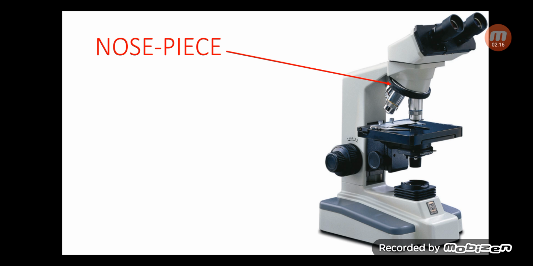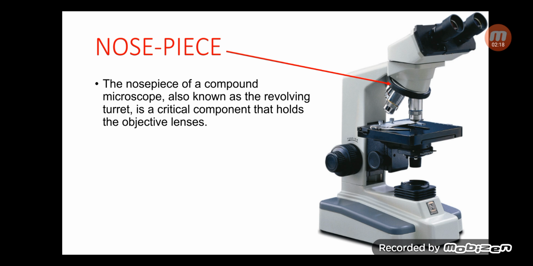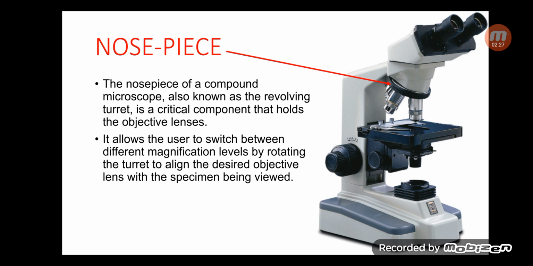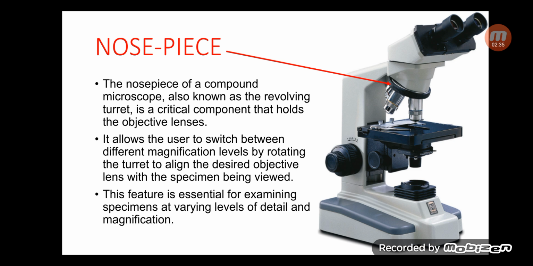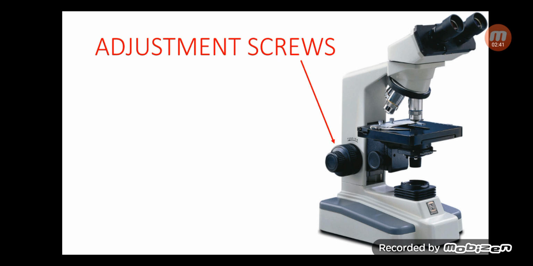Next mechanical part of compound microscope is nose piece. The nose piece of compound microscope, also known as revolving turret, is a crucial component that holds the objective lenses. It allows the user to switch between different magnification levels by rotating the turret to align the desired objective lens with the specimen being viewed. This feature is essential for examining specimen at varying levels of detail and magnification.